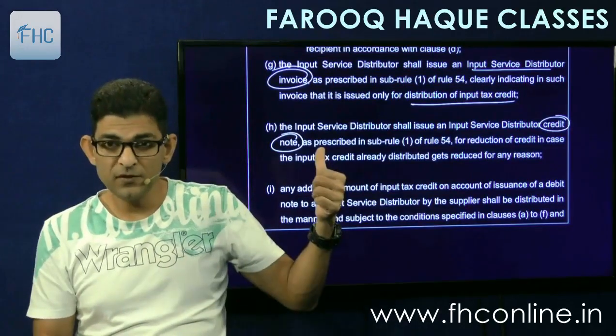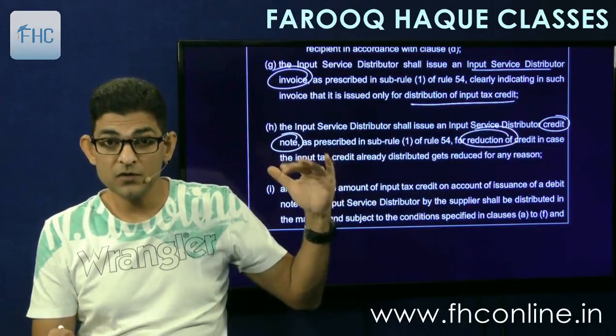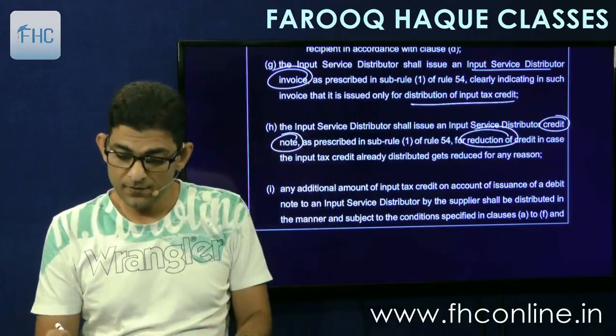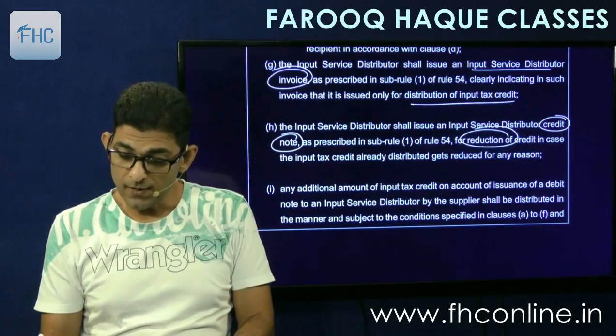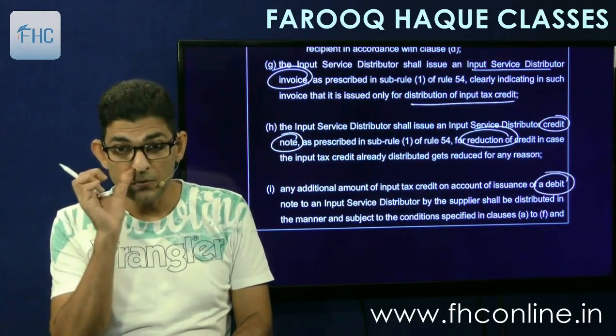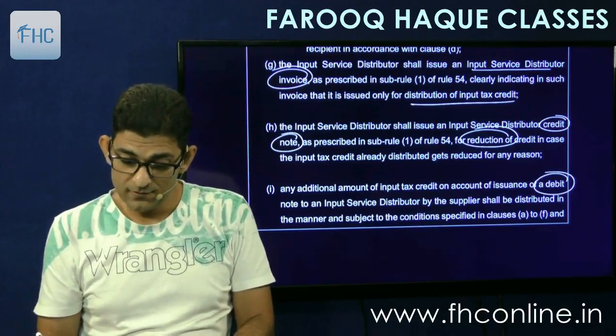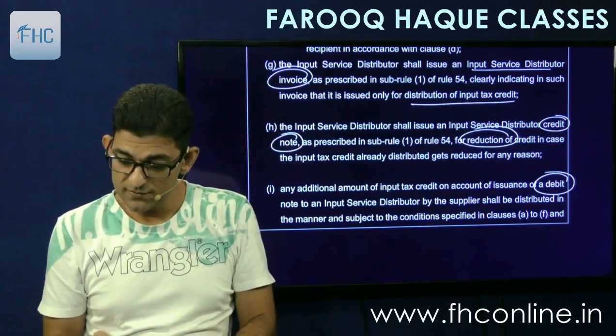So this is about credit note for reduction of credit. So for reduction of credit, there will be a credit note of the tax which has already been distributed. And if additional tax comes, then a debit note will be issued. So next point is debit note, subject to provisions of earlier clauses.